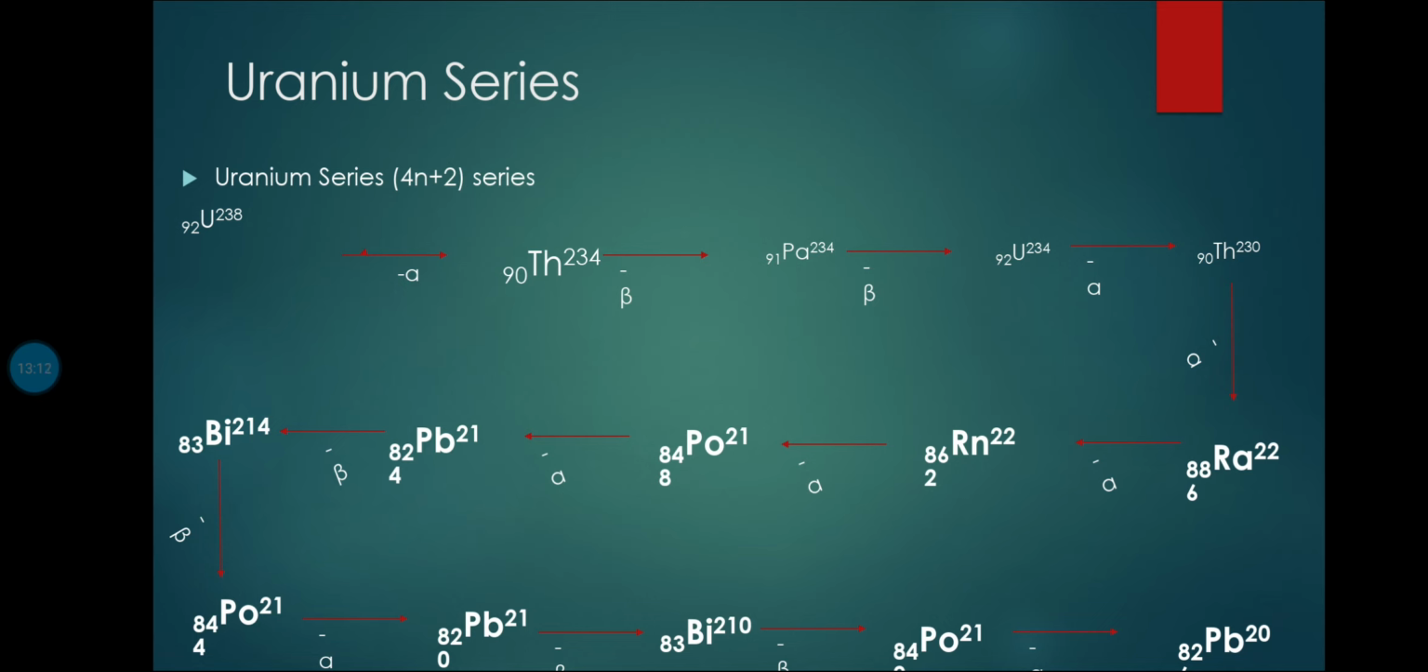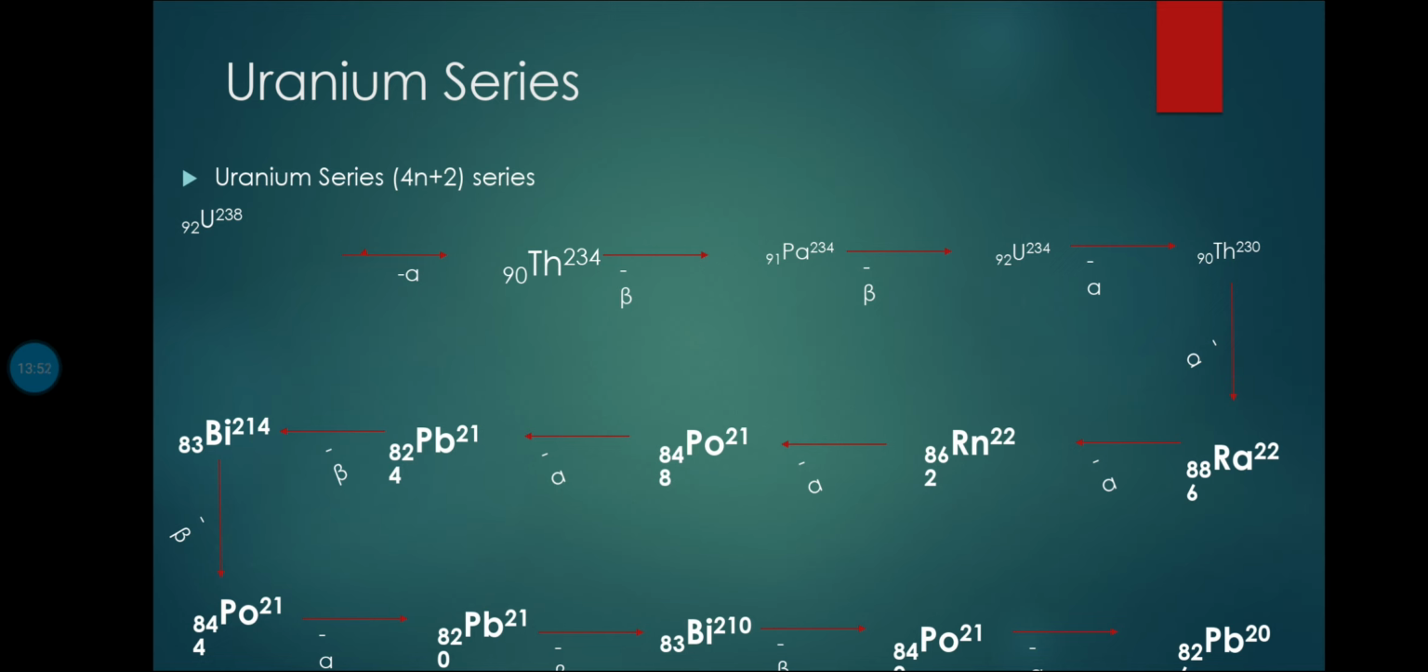The first one is the uranium series. It is also known as the 4n+2 series. Why is the uranium series called the 4n+2 series? If you divide 238 by 4, the remainder will be 2, so it is called the 4n+2 series.